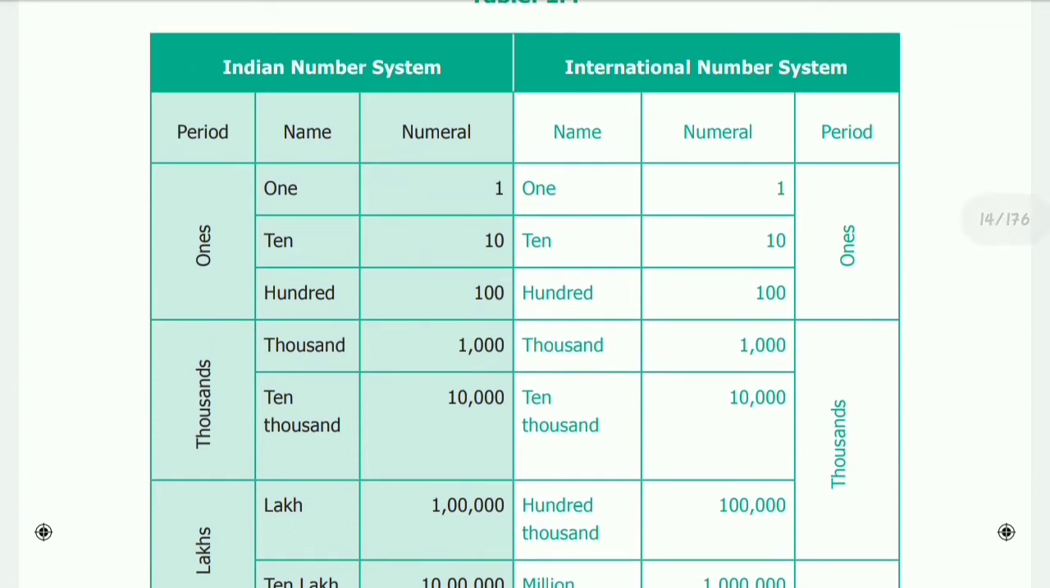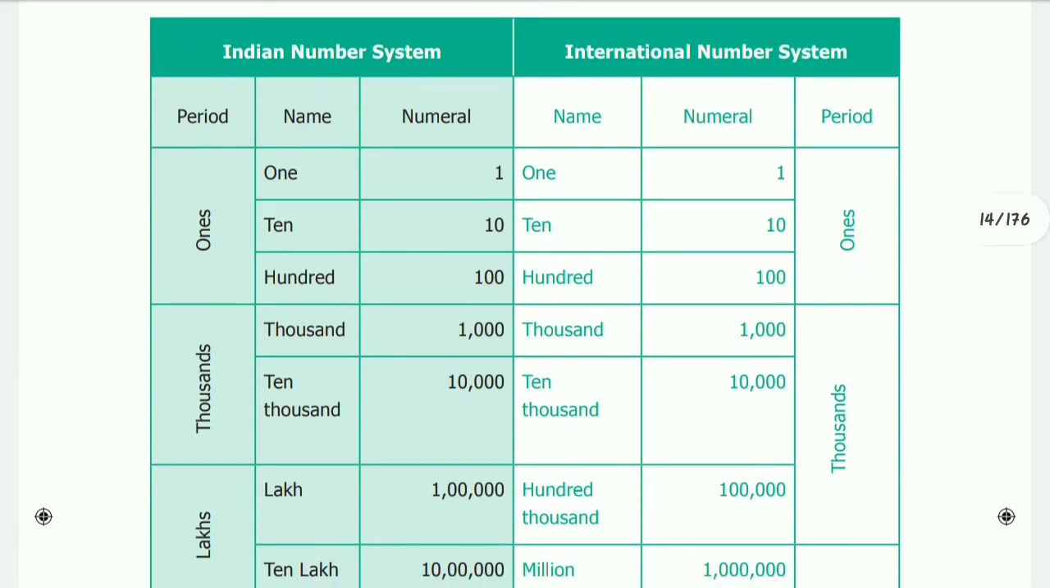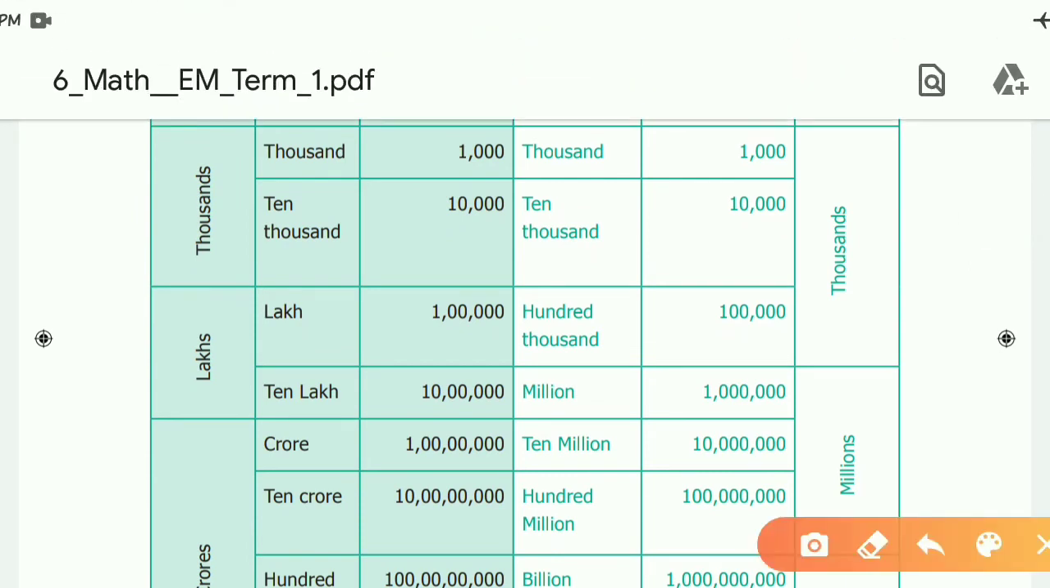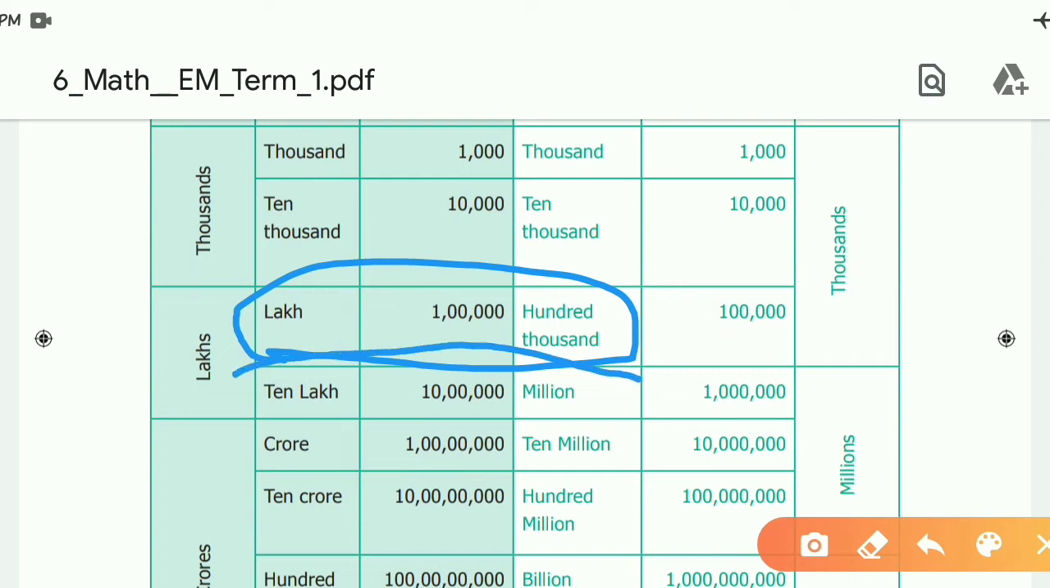In the Indian and international number systems, 1 equals 1, 10 equals 10, 100 equals 100, 1000 equals 1000, 10,000 equals 10,000, but a lakh equals 100,000. So 1 lakh equals 100,000 in the international number system. In the same way, 1 million equals 10 lakh.